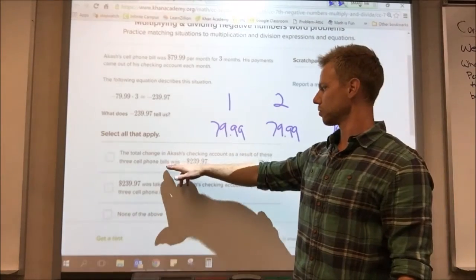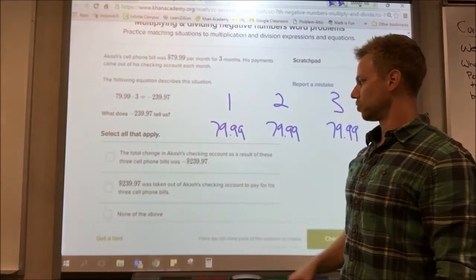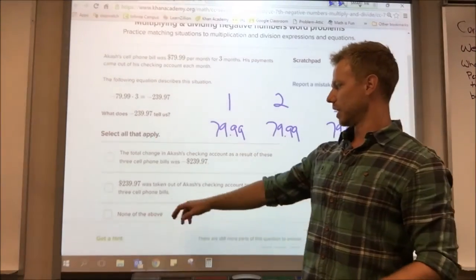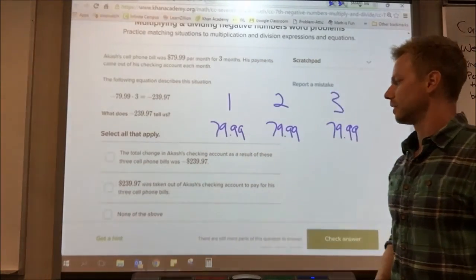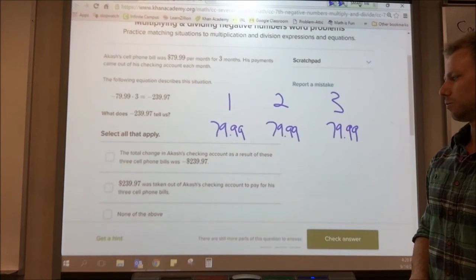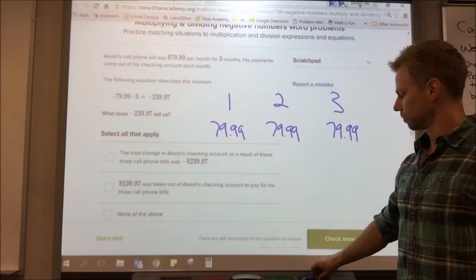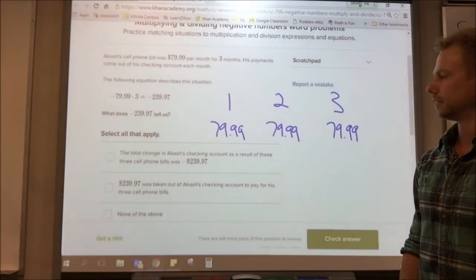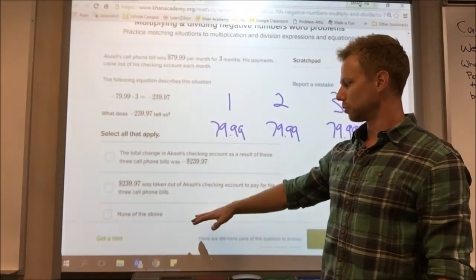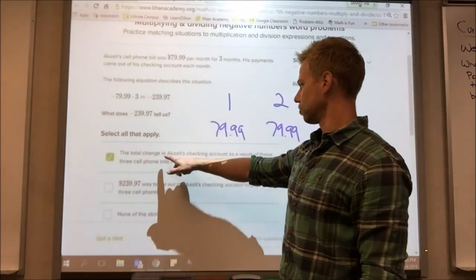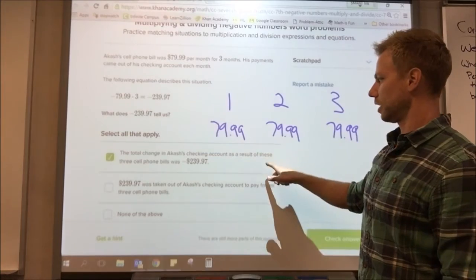Does it tell us the total change in Cash's checking account as a result of these 3 cell phone bills was negative $239.97? Or is it saying that $239.97 was taken out of Cash's checking account to pay for these cell phone bills? Select all that apply. So I think multiple of these make sense. Actually, both of these make sense. That's the total change in his checking account.